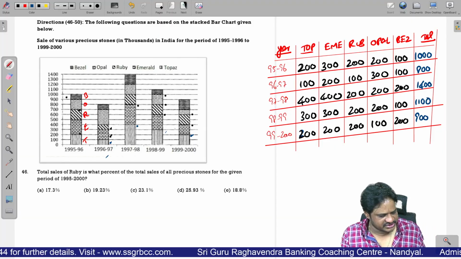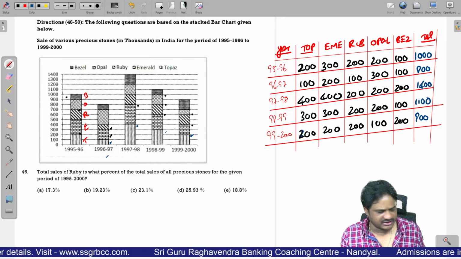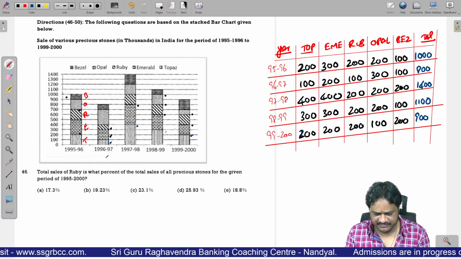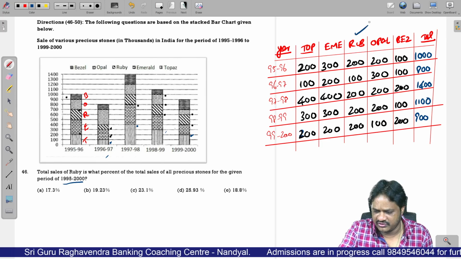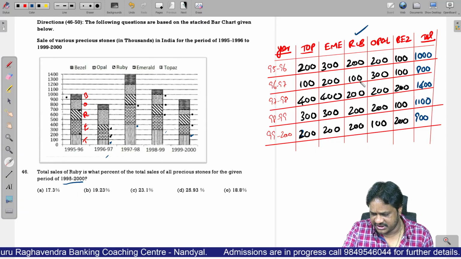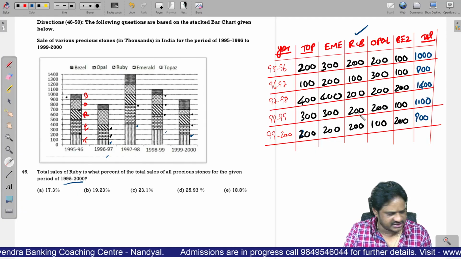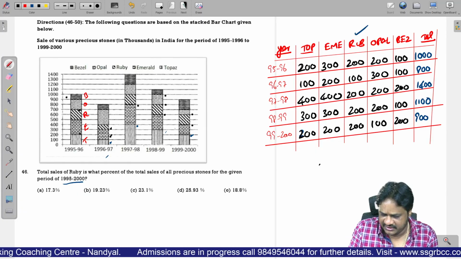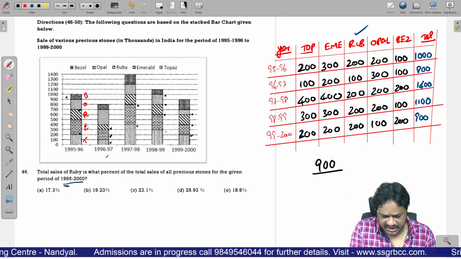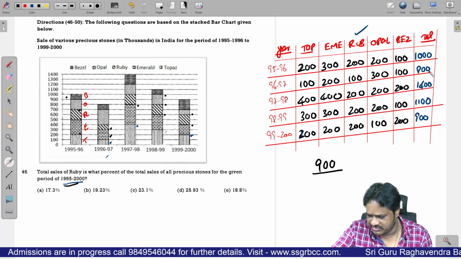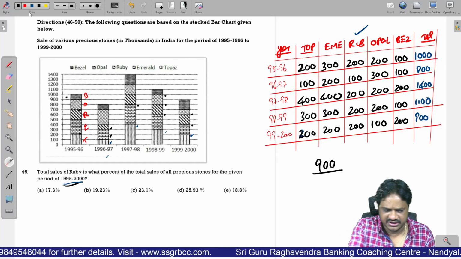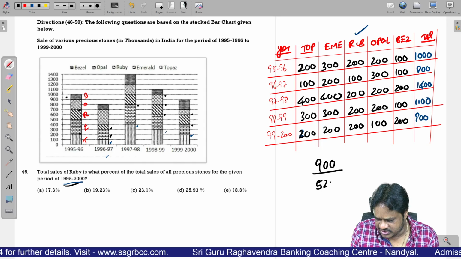The total sales of ruby is what percent of total sales of the precious stones from 95 to 2000? Total sales of ruby, so you have to take the ruby total. 200 plus 100, 300. 300 plus 200, 500. 700, 900. So this is 900. What is the total from 95 to 2000? 1000 plus 800. You have to add all these values. 10 plus 8, 18. 18 plus 14, 32. 32 plus 11, 43. 43 plus 9, 52. So it is 5200.